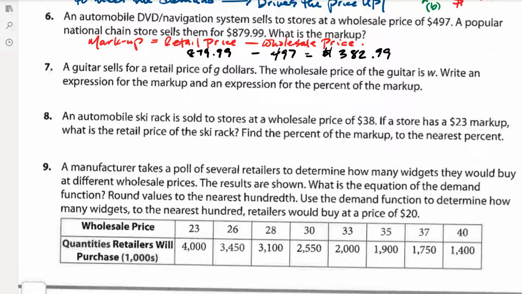Number 7, a guitar sells for a retail price of G dollars. The wholesale price of the guitar is W. So wholesale right here is W, and retail price right here is G. Now we're given that, and we want to write an algebraic expression for the markup and an expression for the percent of the markup. All right, so let's do that.